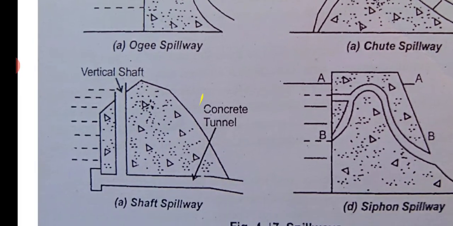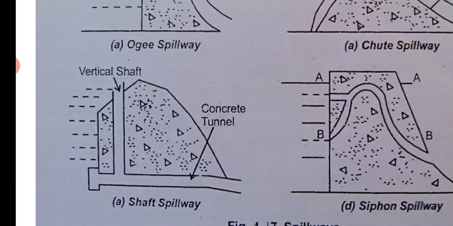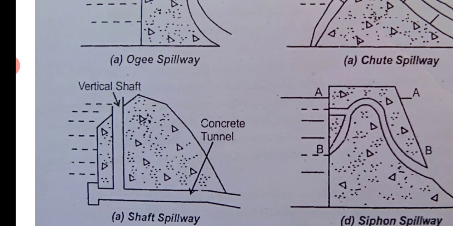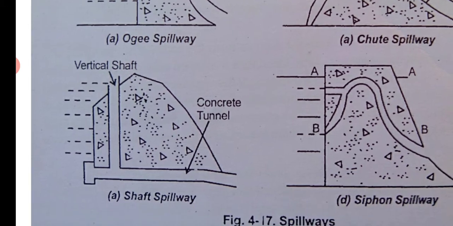Okay, and then there is the shaft spillway. These dots with the small triangles, this is all concrete. This represents concrete, and this dash hatching represents water. So here you can see the vertical shaft. There is a shaft provided, and at the bottom there is a concrete tunnel. So any excess water, when it comes to this level, will flow into the vertical shaft, and from the vertical shaft, because of the concrete tunnel, it will pass away. This is a shaft spillway.